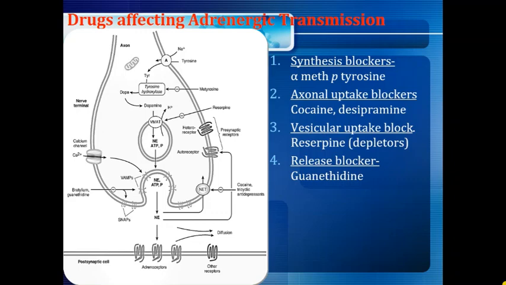Another drug type is the release blocker. Guanethidine and bretylium are the drugs. They inhibit the docking of vesicles and do not allow the release of norepinephrine to take place. They are also called release blockers.